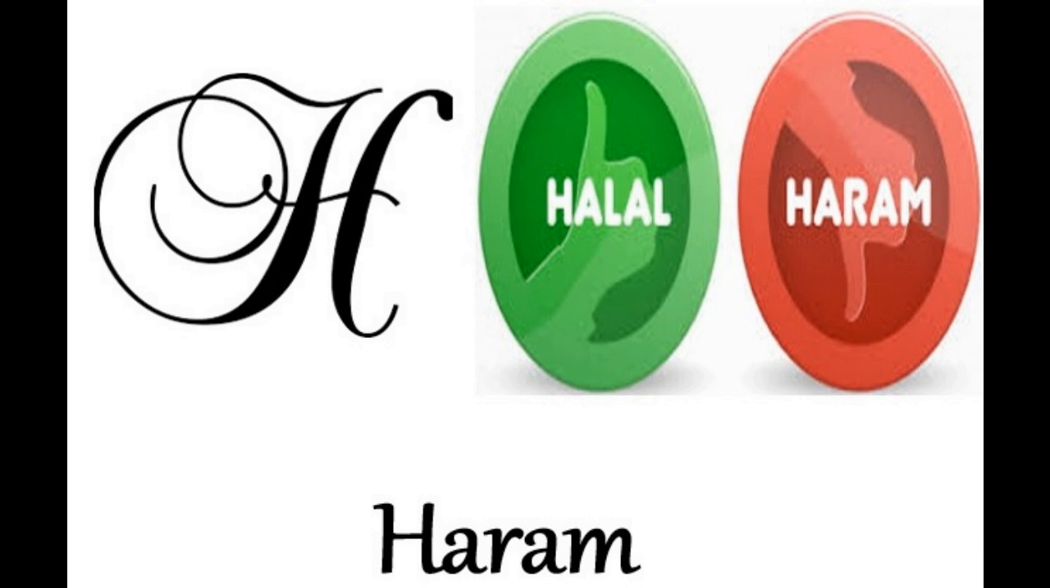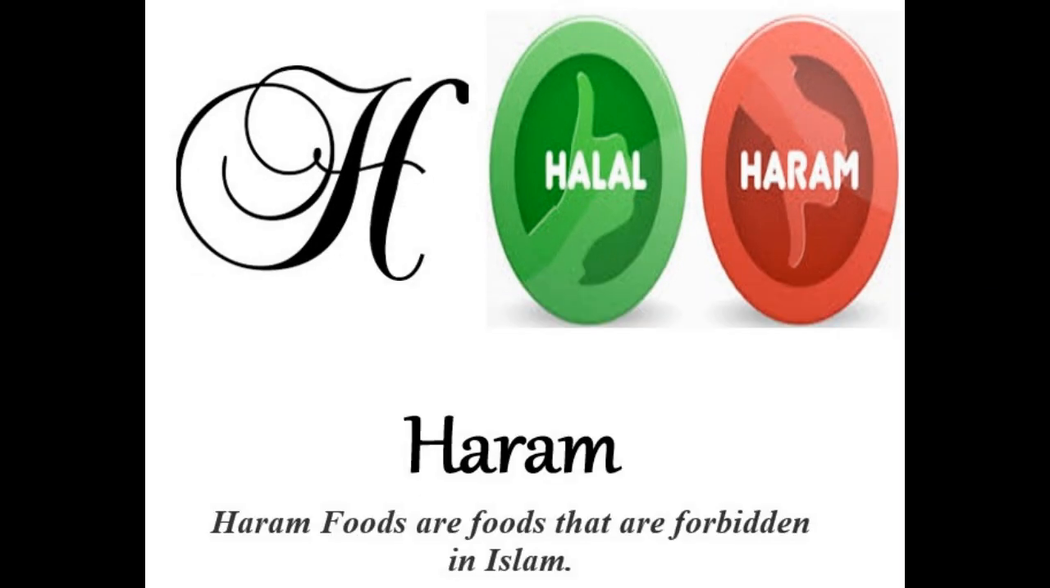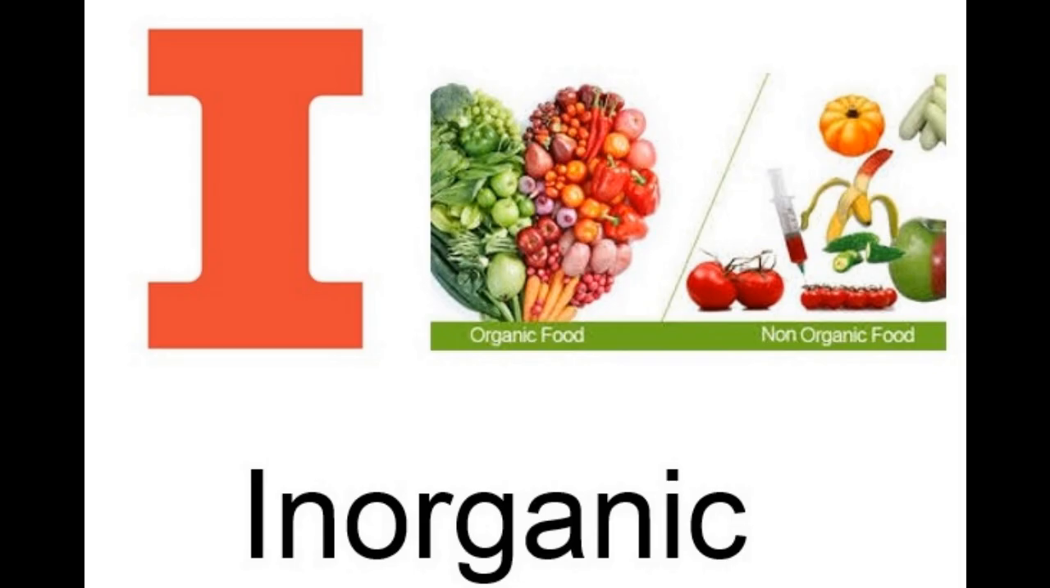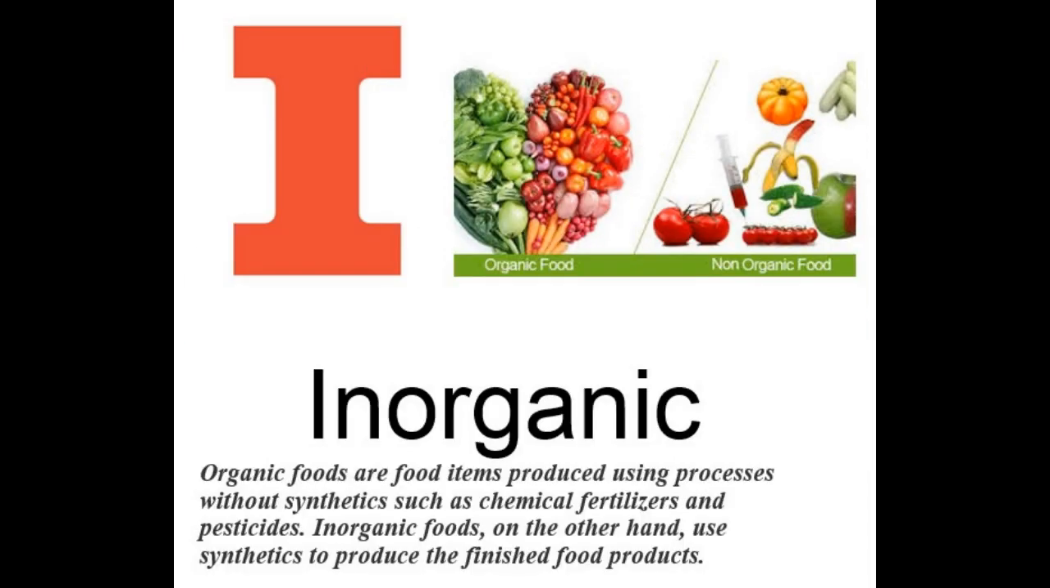Haram foods are foods that are forbidden in Islam. There are 2 billion Muslims in the world, and it is very important for Muslims to stay away from haram foods and eat food that is halal. Inorganic foods are food items produced using processes with synthetics such as chemical fertilizers and pesticides and growth promoting antibiotics.